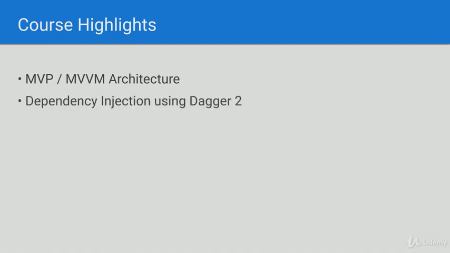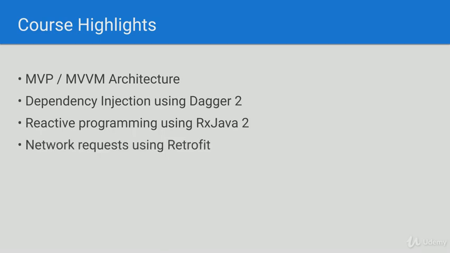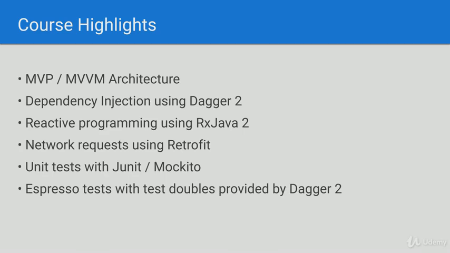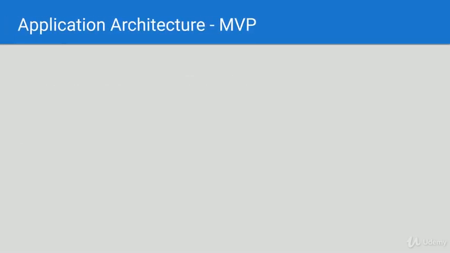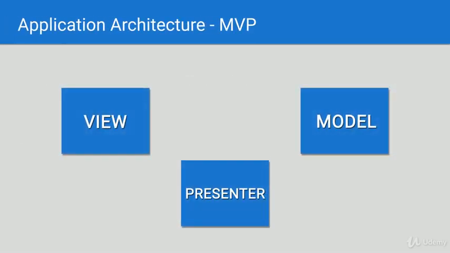We will use Dagger 2 with a 3-level scope hierarchy to handle dependency injection. Reactive programming with RxJava 2 and related libraries will be used throughout the app. For network requests, we will rely on Retrofit. Getting into testing, we will have expansive unit tests where possible. And for each of our screens, we will look at UI testing with Espresso and how Dagger 2 can make this easier.